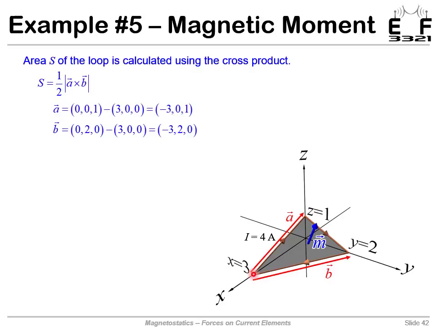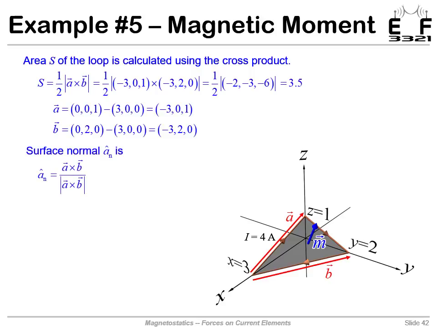I picked this point along the x-axis to be the common point. So vector A is this vertex minus this vertex. Vector B is this vertex minus this vertex. And so now we have A and B. Now it's real easy. We just calculate the cross product, and 1/2 the magnitude of that cross product gives us the area. The area of that loop is 3.5. And if we were using units of meters, that would be 3.5 meters squared.